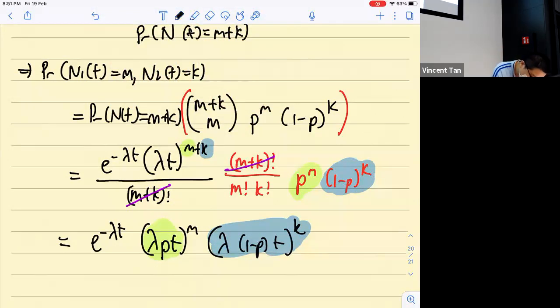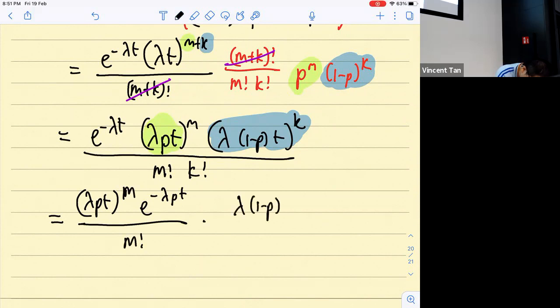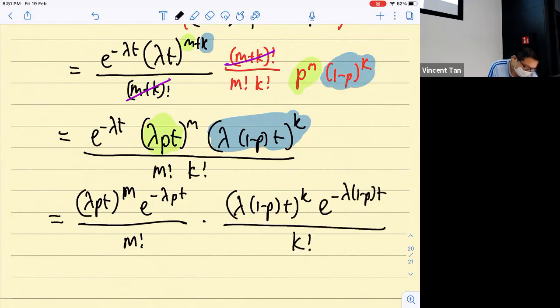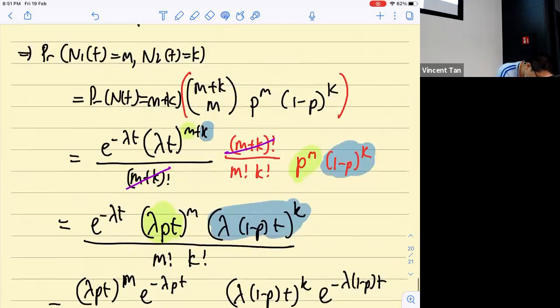Now we are going to do this. We are not done yet at the bottom. We have m factorial, k factorial. So we can rewrite this as lambda p t to the power m over m factorial, multiplied by lambda 1 minus p t to the power k, e to the minus lambda 1 minus p t, over k factorial. And you notice that this is nothing but, let me copy this down so it's all on the same page.